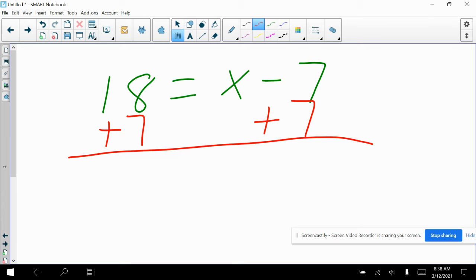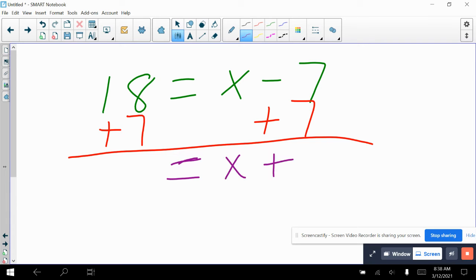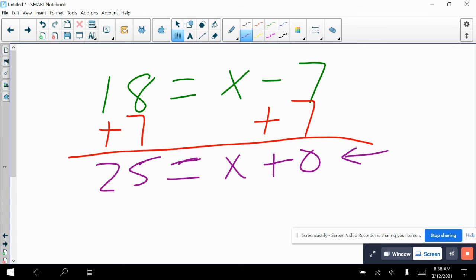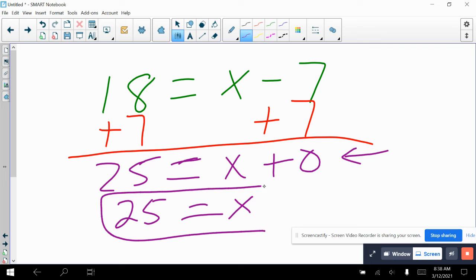Algebra is a nice, neat concept if done correctly. Okay, so over here on the left, I can put my equal sign in, obviously, so we get x plus 0. And again, right now, this step, I'll be honest with you, is kind of meaningless, but it's going to be important as we go forward. Okay, and over here, we then obviously get 25. 25 is equal to x. So our solution here is 25.